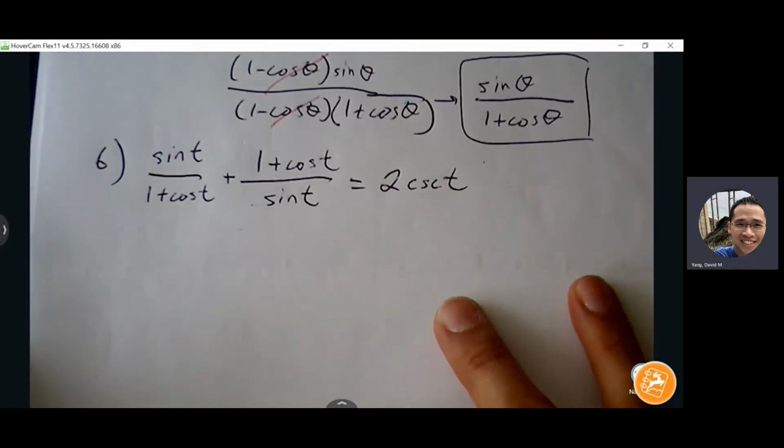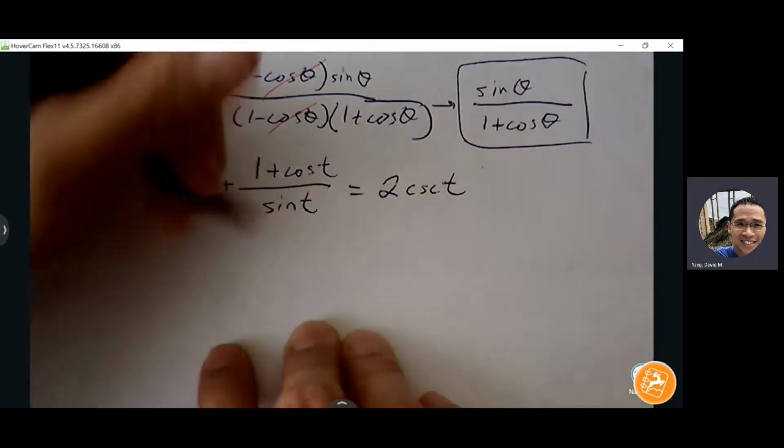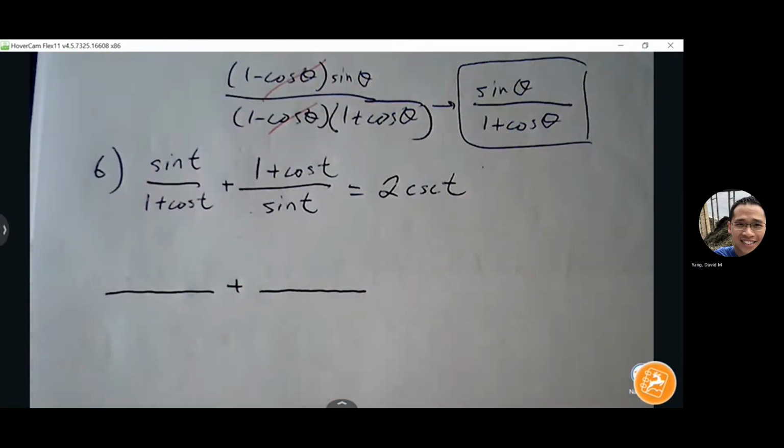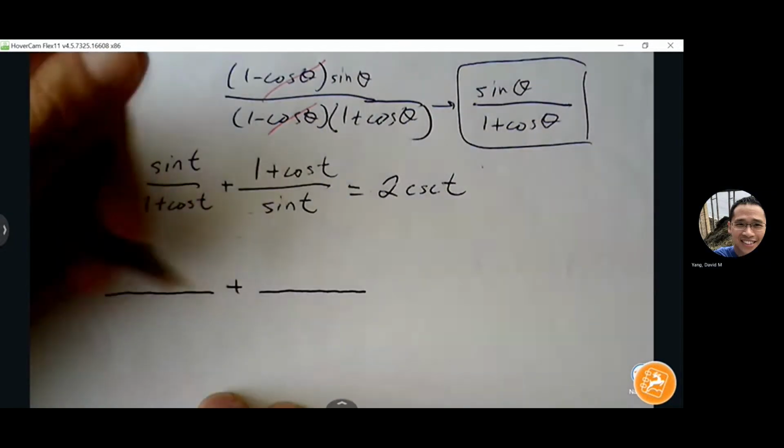So the question is, what is the common denominator? If you see two denominators that are completely different, then we need both of them to create the common denominator, right?